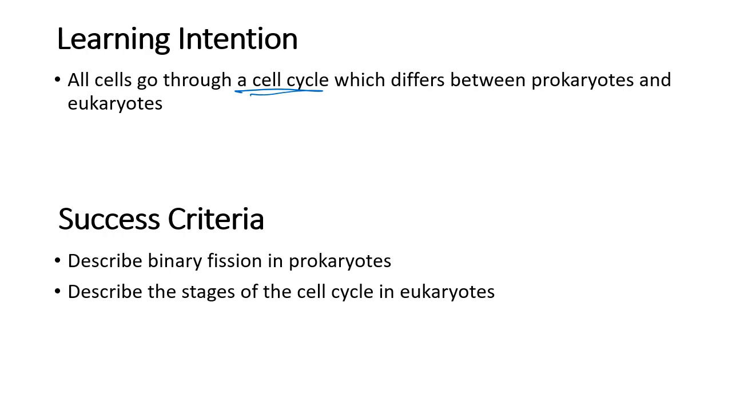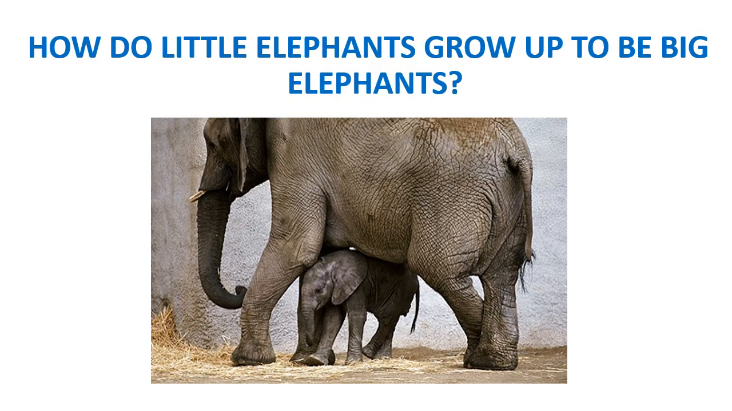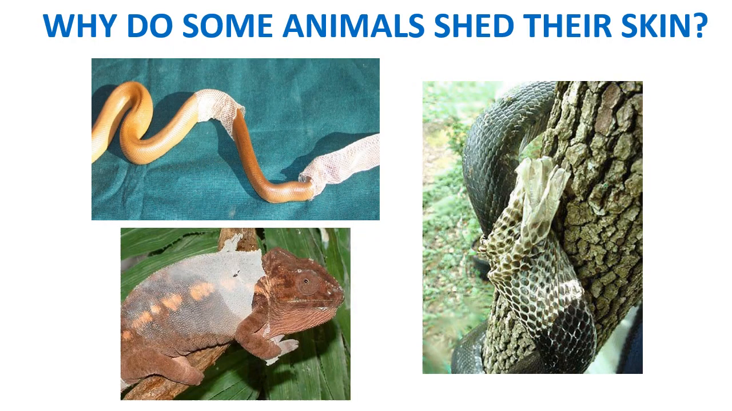Your success criteria: you should be able to describe what binary fission is, that's how prokaryotes reproduce, and you should be able to describe the cell cycle, which is how eukaryotic cells reproduce. This whole section about cells is basically about us answering these kinds of questions. How do little elephants grow up and develop to become big elephants? And why do some animals shed their skin, like these reptiles here? It's all because cells need to grow and divide and die off in their cell cycle.